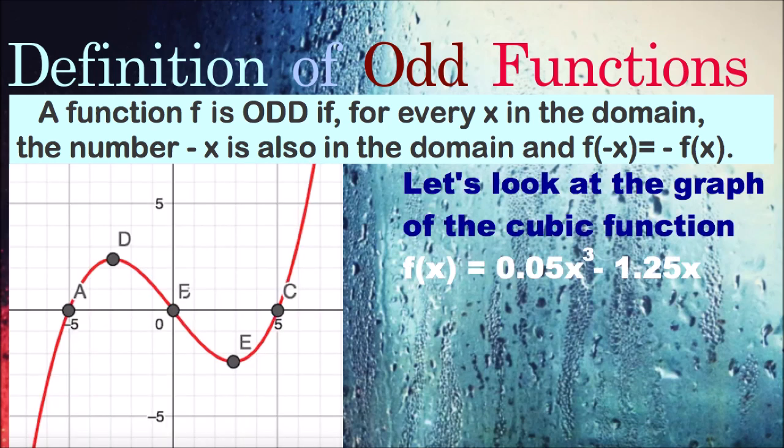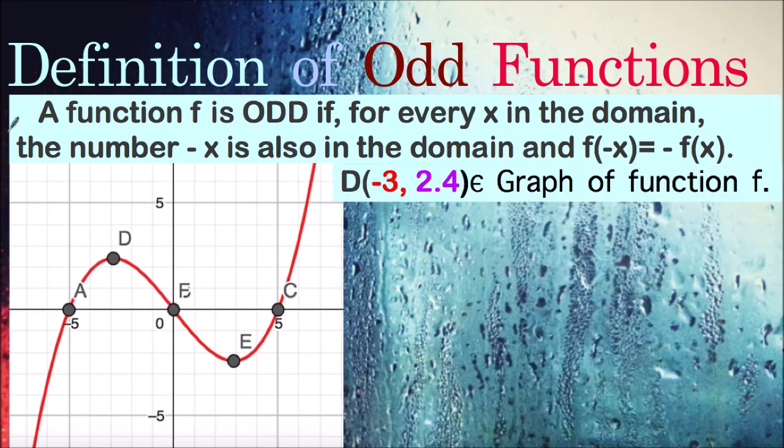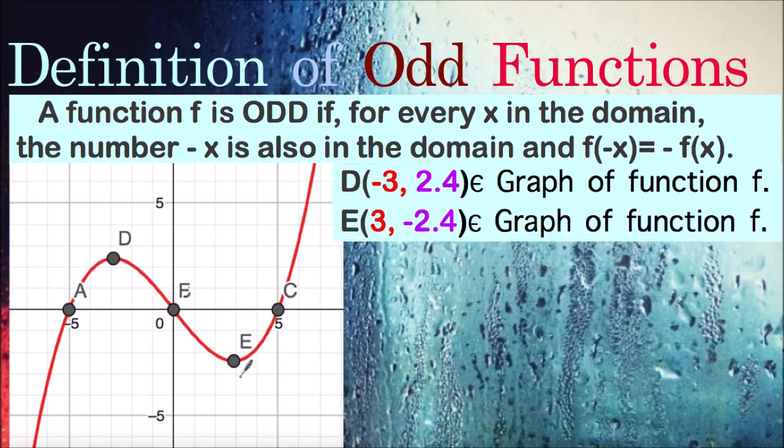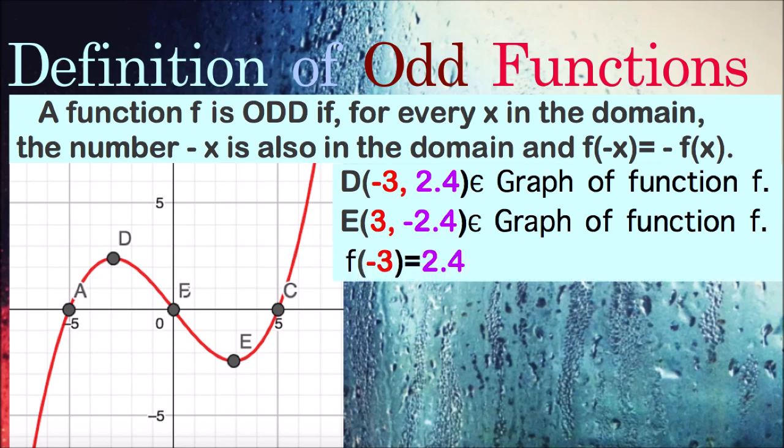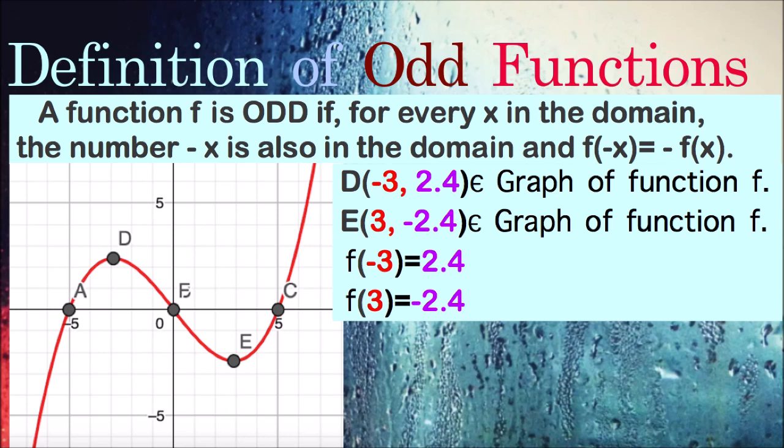Let's look at the graph of the cubic function f of x equals 0.05 x cubed minus 1.25x. D, negative 3, 2.4, belongs to the graph of function f. E, 3, negative 2.4, also belongs to the graph of function f. F of negative 3 is equal to 2.4. F of 3 is equal to negative 2.4. Thus, f of negative 3 is equal to negative f of 3.